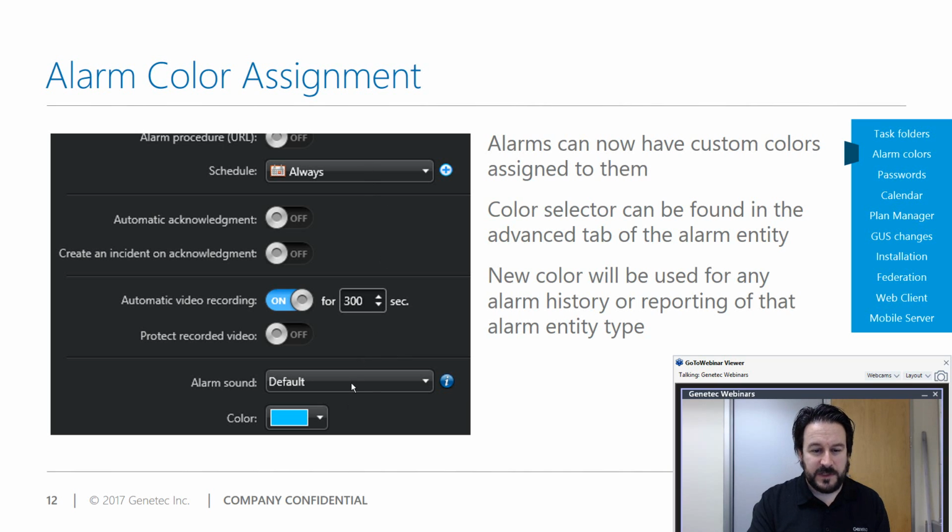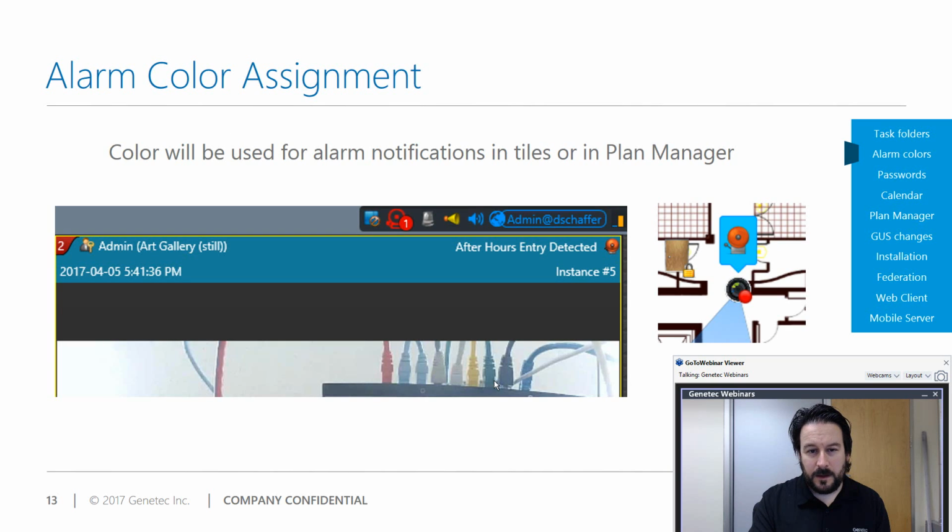So you'll see previously we stopped at alarm sound. Now we have the new color here. You just click on the drop down and it's got a selector where you can choose one of the preset colors. And then when your alarm goes off, as I set that to a blue, we can see I have an alarm that went off in my monitoring task, and the highlight bar is blue here. And if I'm looking in Plan Manager, I've got my pop-up for my alarm, and that's in that same blue color too.